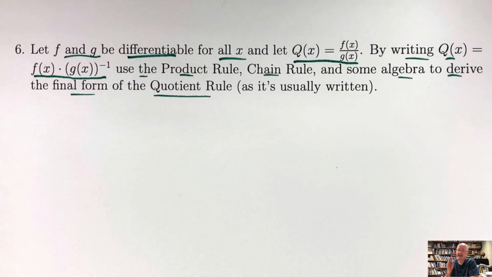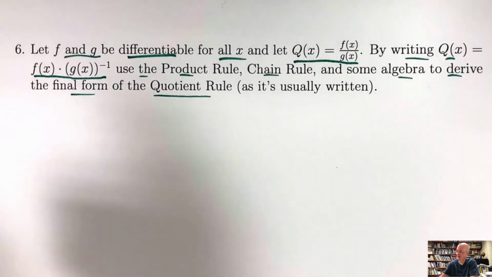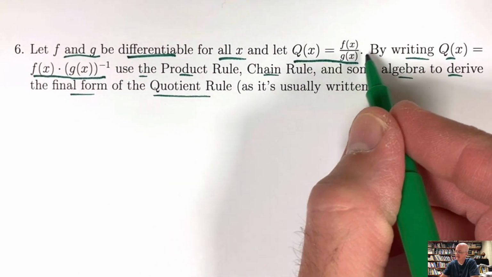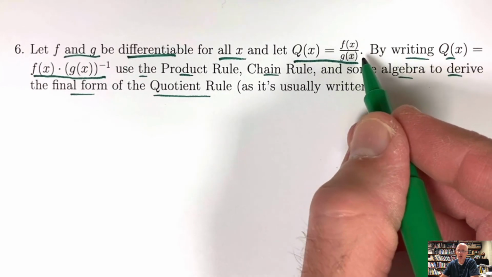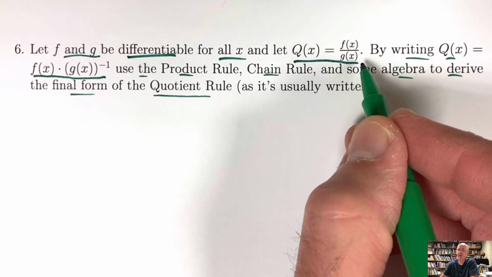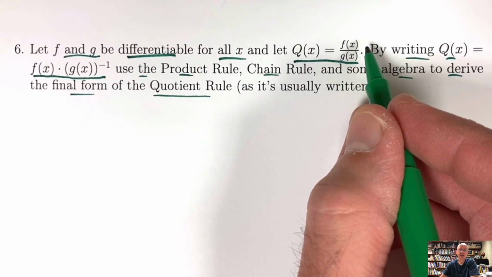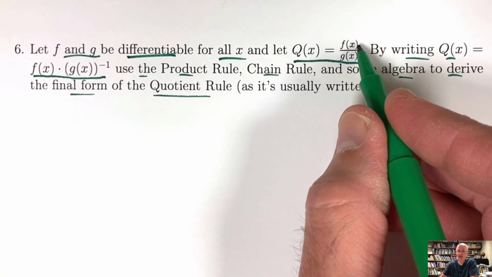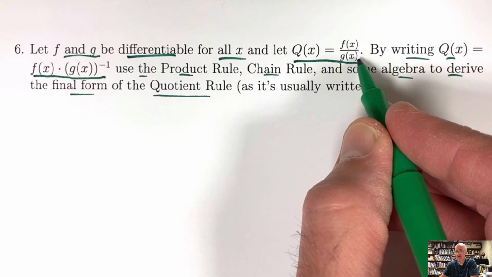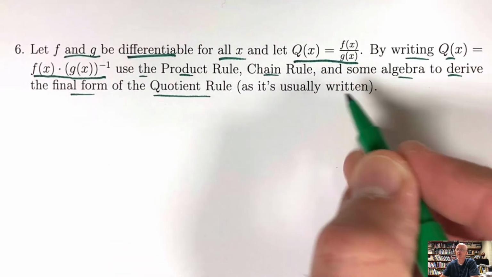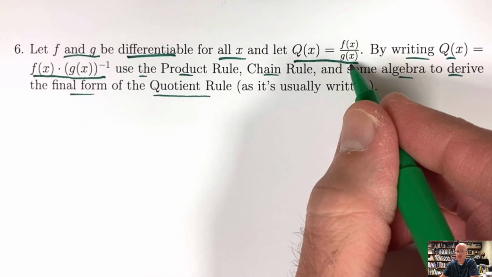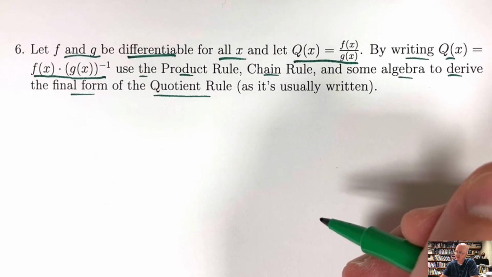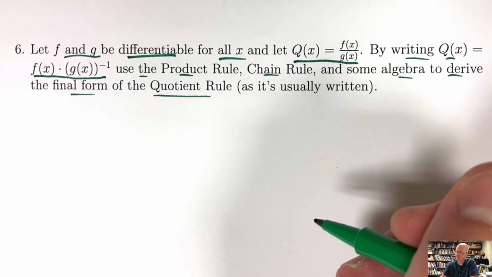Low d high minus high d low over the square of what's below. The low function is g of x, the high function is f of x. Low d high means the lower function times the derivative of the higher function. Minus high d low means the top function, the high function, times the derivative of the low function, over the square of what's below, meaning square the lower function. That's the final form of the quotient rule.